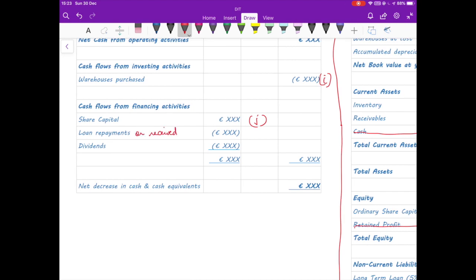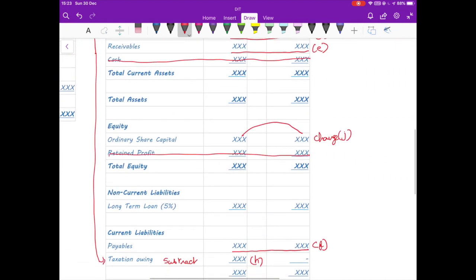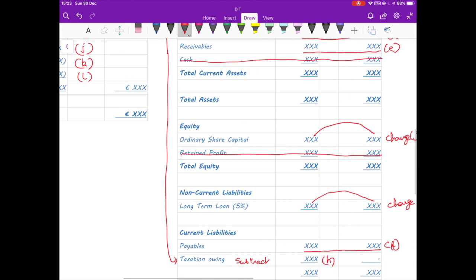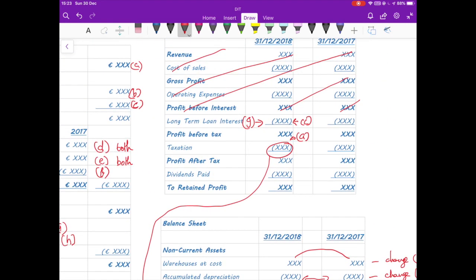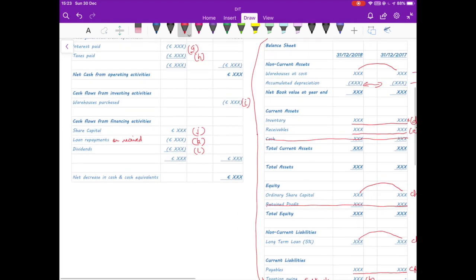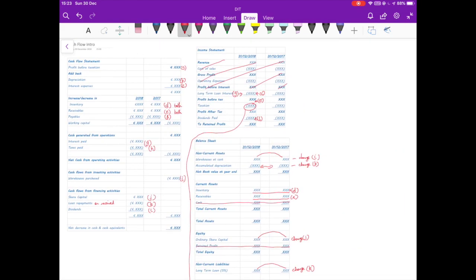If repayments have been made on a loan or additional loans have been taken out, then there'll be cash flow from that, which is denoted by K. And so we're looking at the difference between the balances on the long-term loan in this example. And finally, if we pay out dividends to our shareholders, then those dividends are going to result in a cash flow out. So again, in this case, it's L, and that's everything that's needed in a cash flow statement.